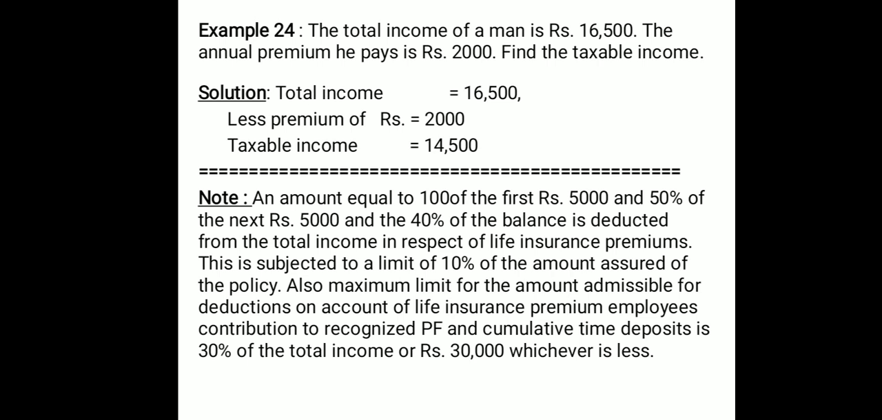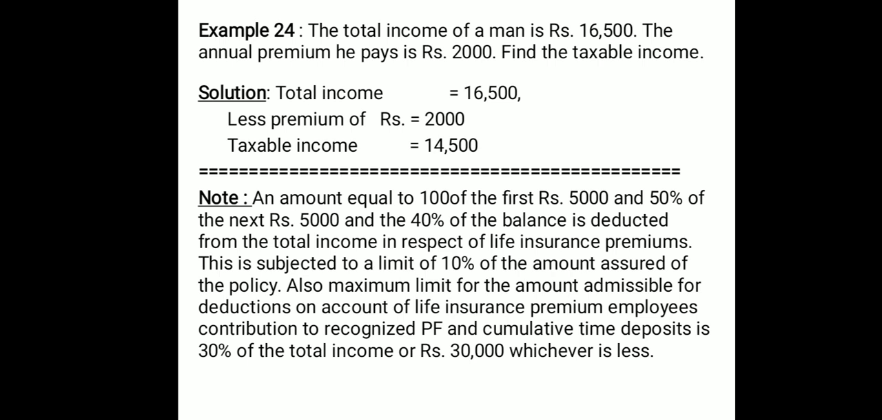So total income equal to 16,500 less premium of 2,000. 2,000 is the premium, in the sense, life insurance premium. So for the life insurance premium, there is no income tax.